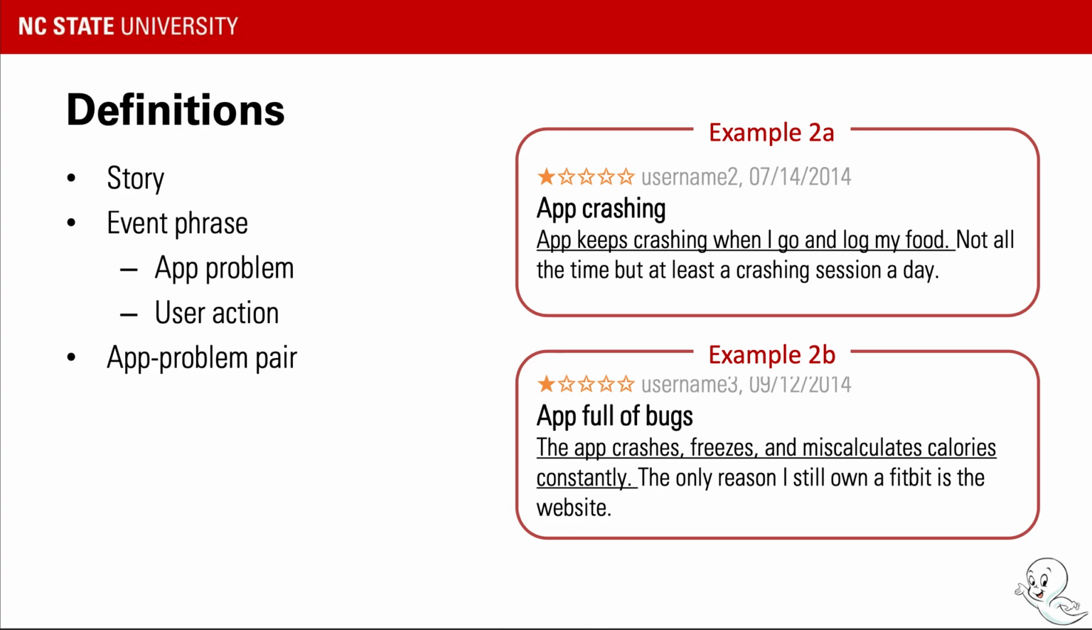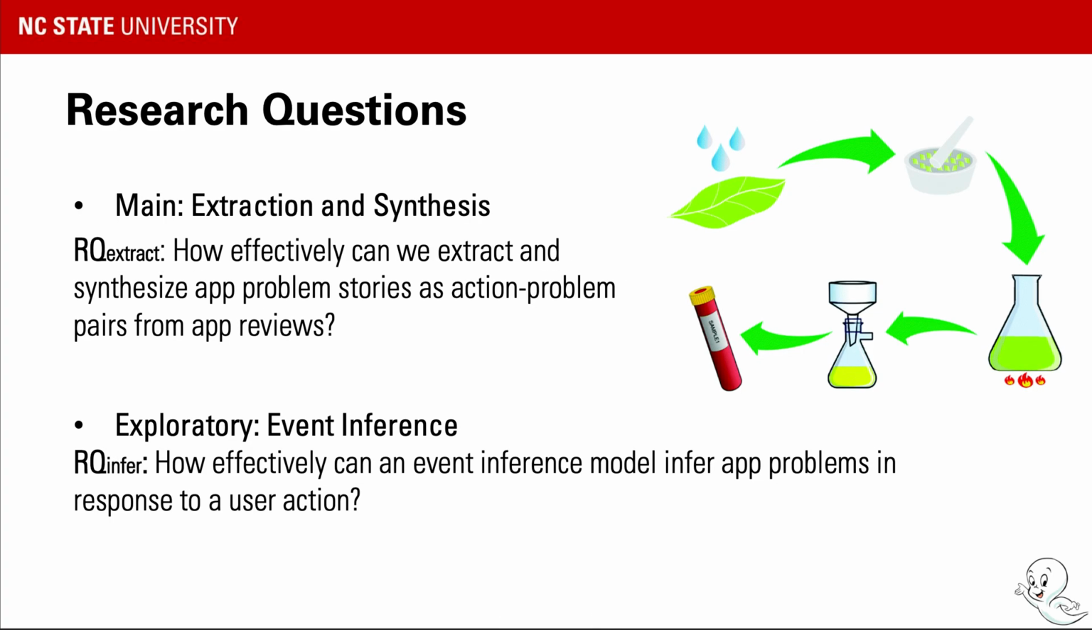In this study, we focus on one type of story, a mini-story of two ordered events, a user action that causes or leads to an app problem event. These two reviews are for the Fitbit app. As you can see, example 2b describes only the app problem, the app crashing and freezing, while example 2a additionally describes the user action, "when I go and log my food." We argue that extracting action problem pairs is more useful than collecting whole reviews that may not even help developers improve their apps.